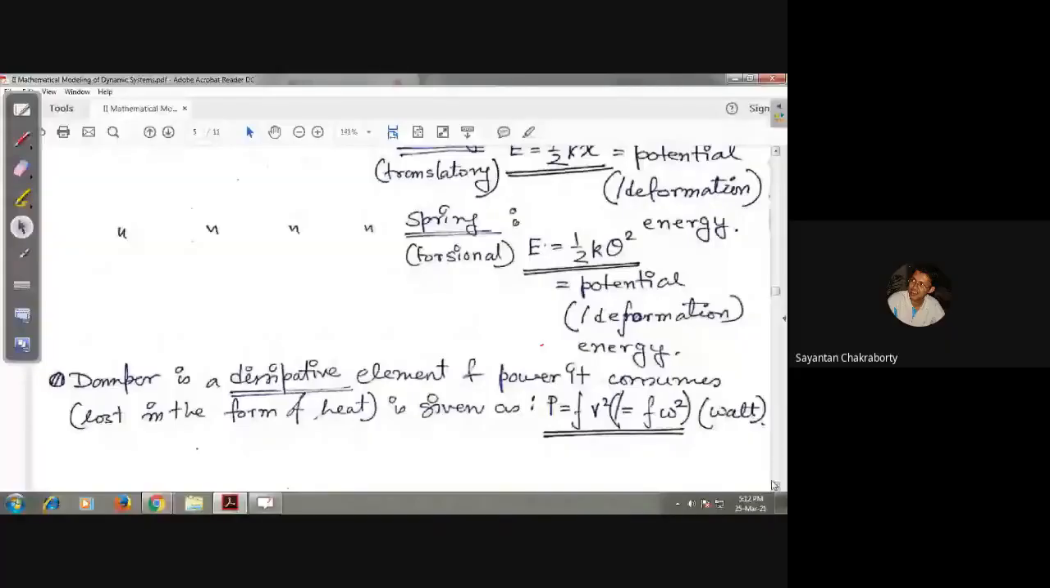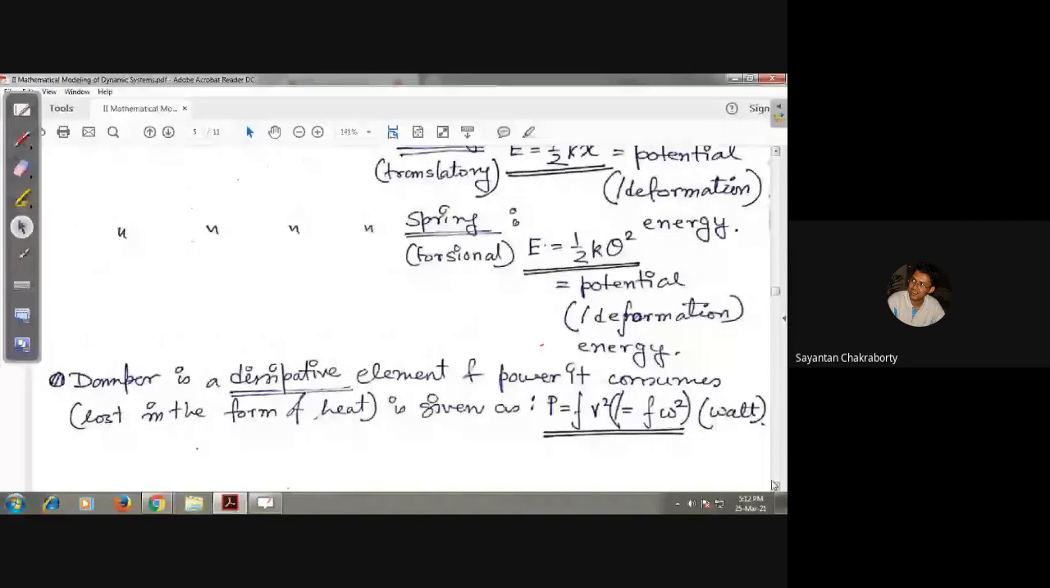Now if you think about the analogy, see that mass and spring are something like capacitor and inductor. I'm not directly connecting capacitor to mass and inductor to spring, but it's something like capacitor and inductor because both of them can store energy, right? Whereas the damper is something like a resistance, which cannot store energy. What it can do is simply dissipate energy in terms of heat.